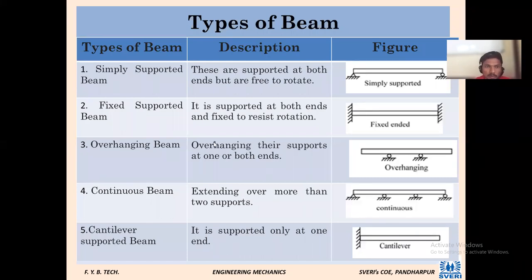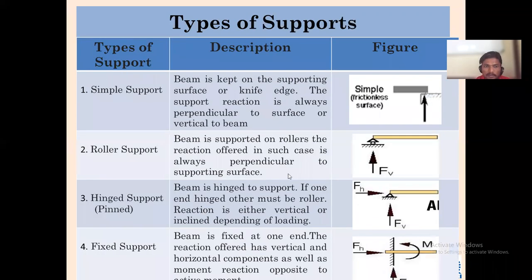So the simply supported beam, fixed support beam, then overhanging beam, continuous beam, cantilever beam. In a simply supported beam, support is given at the end. Fixed support, it is fixed at both ends. Overhanging, supports are not at the end, that's why it is overhanging. Continuous beam, support is given at the end and in between as well. Cantilever beam, fixed at one end.